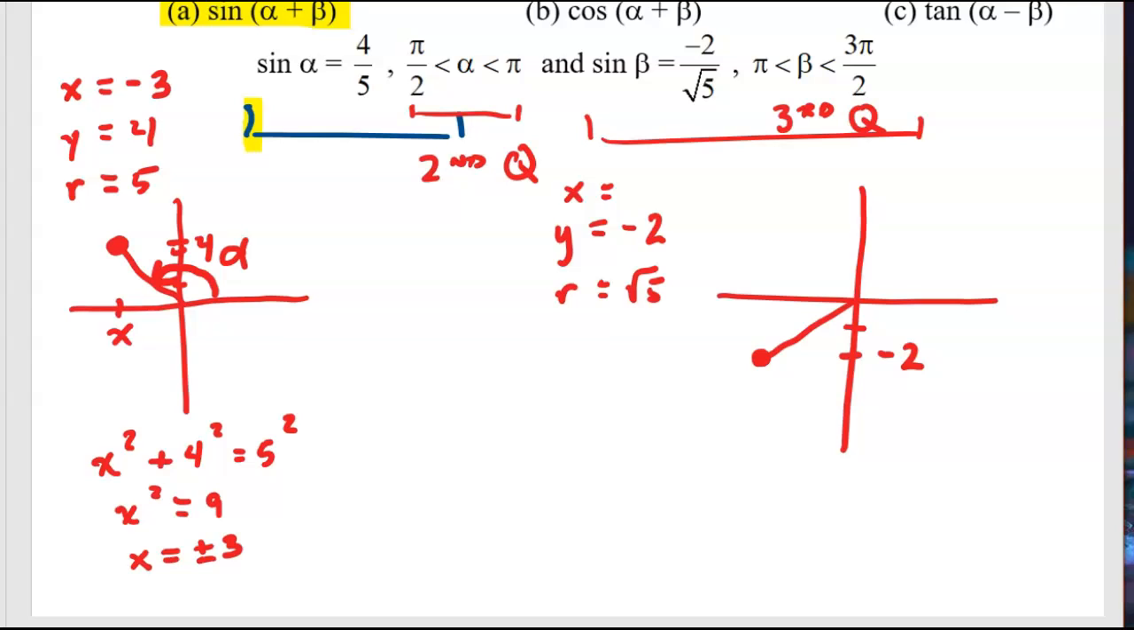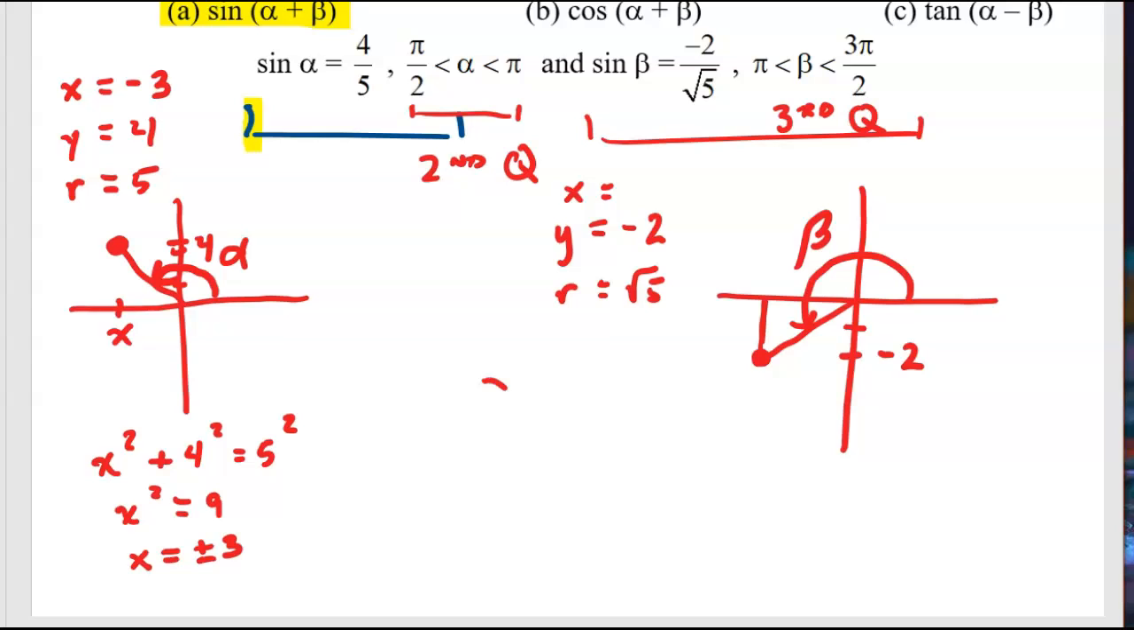I know that the hypotenuse is root 5 long. I know that the height of the triangle is 2, even though y is negative 2, the height is 2. Once again, I do not know x, but my angle is there. That is angle beta. So beta starts in the first quadrant on the x-axis, and there it goes.